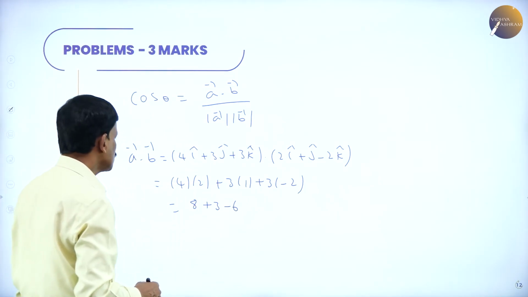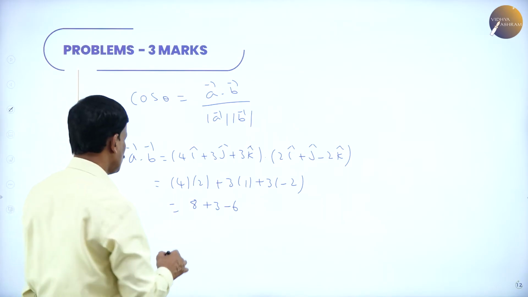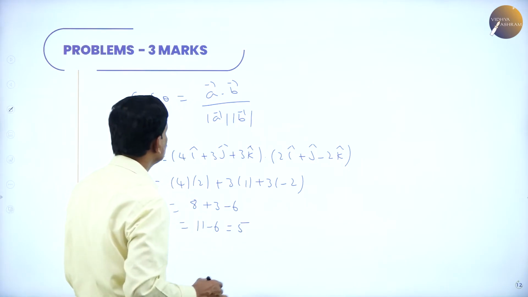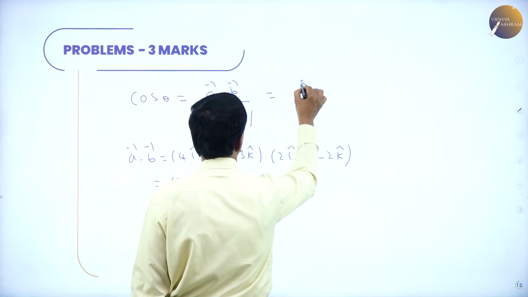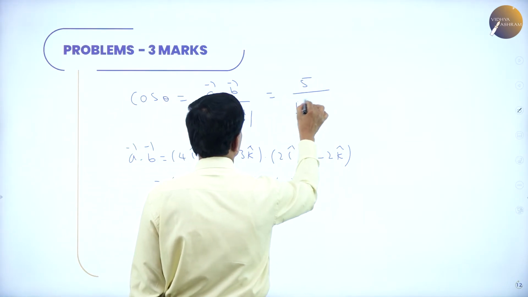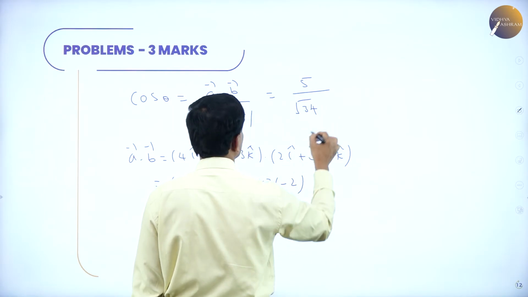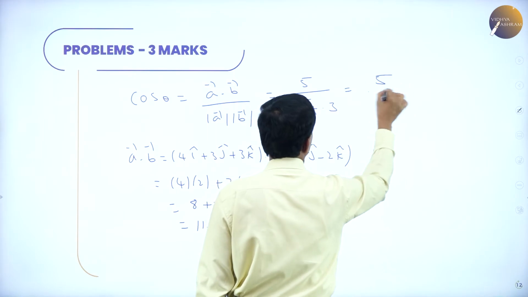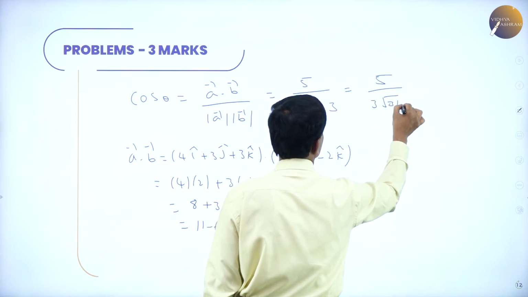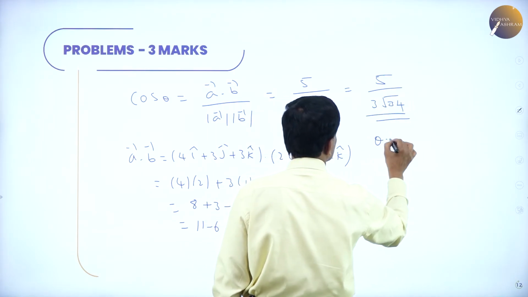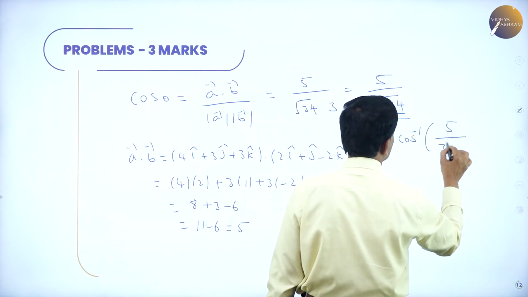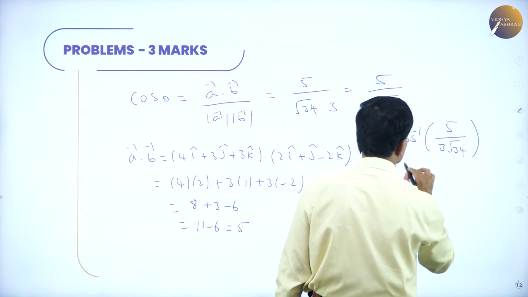So what is this equal to? 8 plus 3 is 11, minus 6 is equal to 5. So therefore cos theta is equal to 5 divided by the length of a, which is root 34, into the length of b, which is 3. This is 5 by 3 root 34, or if you want, theta is equal to cos inverse of 5 by 3 root 34. That's it.